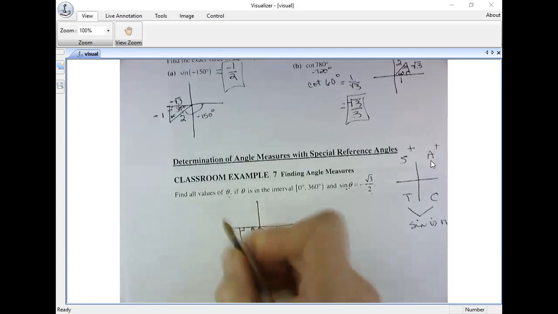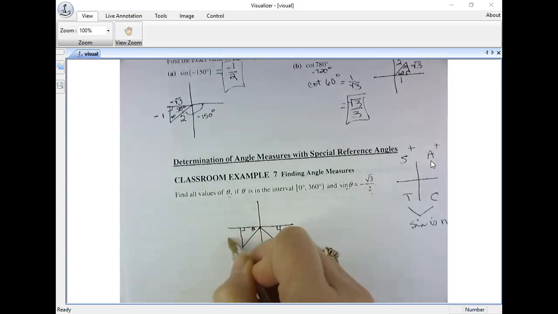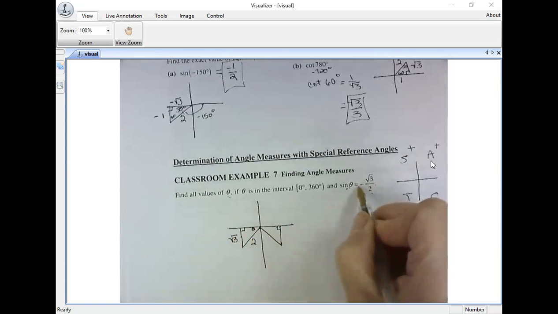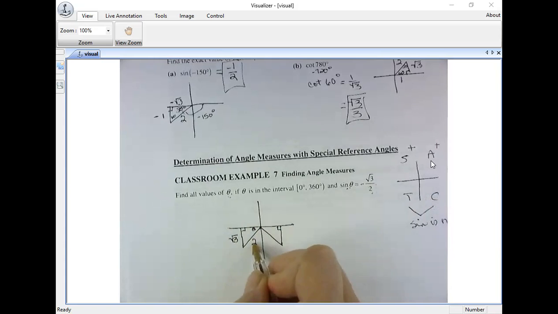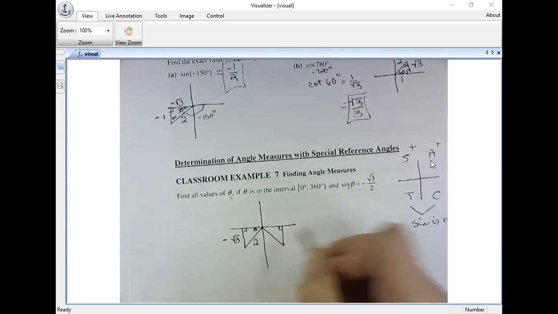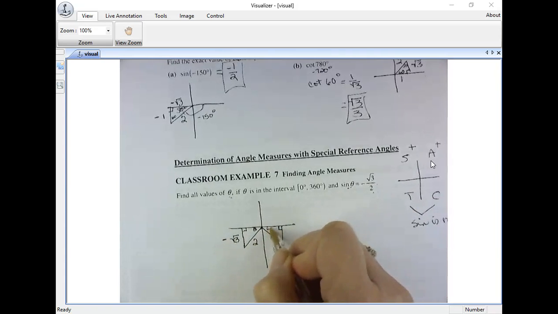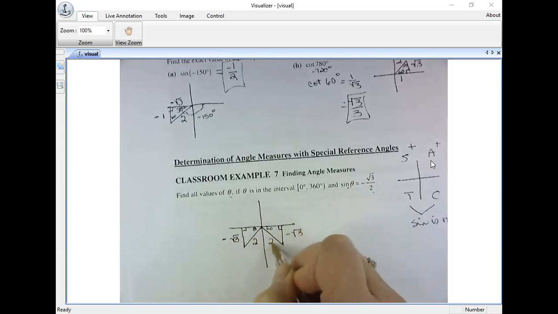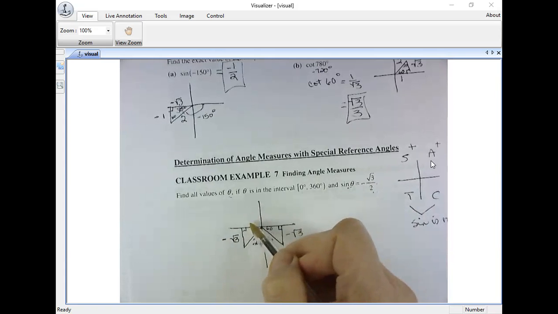Opposite over hypotenuse. It means this side would have to be the square root of 3. The hypotenuse is 2, and since it's negative, my hypotenuse is never negative. This is negative, right? So I'd have a negative square root of 3 over 2 here. I would also, for this 60-degree angle, have a negative square root of 3 over 2 here. And that looks like a special right triangle, doesn't it? Because what would this side length have to be?